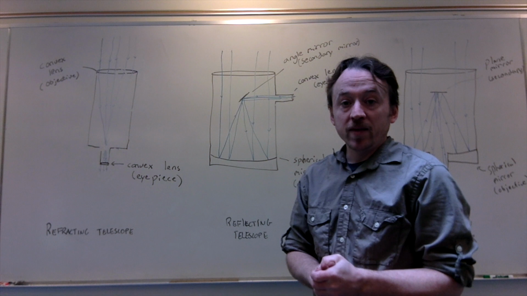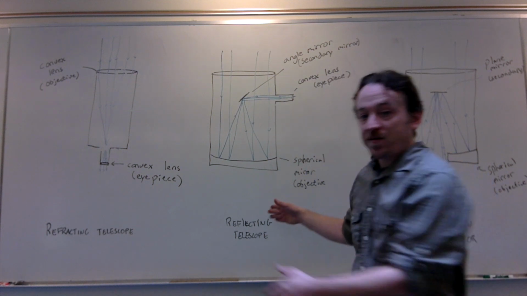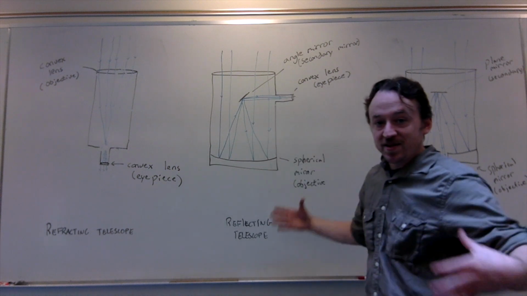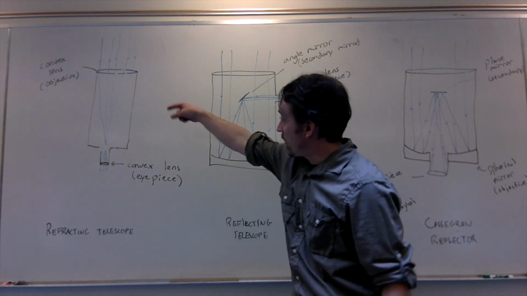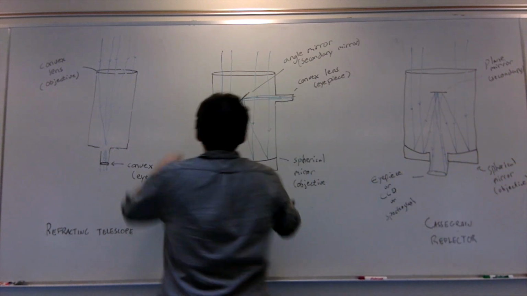So let's move on to reflecting telescopes. These are much nicer. The problem is you have to have a wide base, essentially, so instead of this long tube, you get a wider base type of deal. So the idea here is that this is an opening.